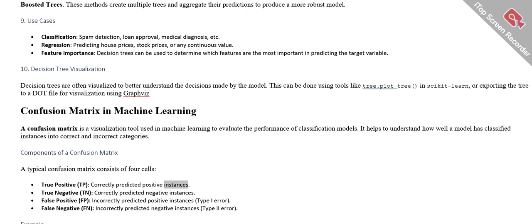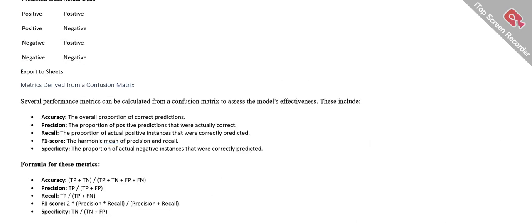True positive, TP: correctly predicted positive instances. True negative, TN: correctly predicted negative instances. False positive, FP: incorrectly predicted positive instances, type I error. False negative, FN: incorrectly predicted negative instances, type 2 error.